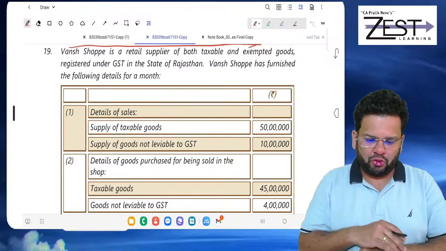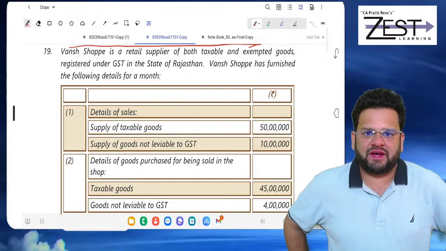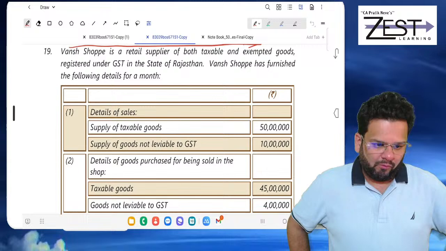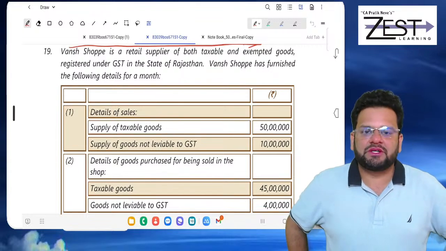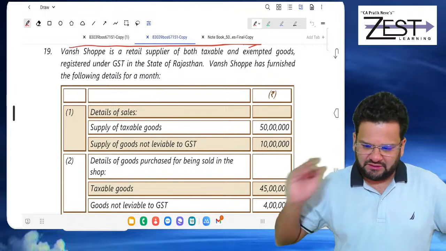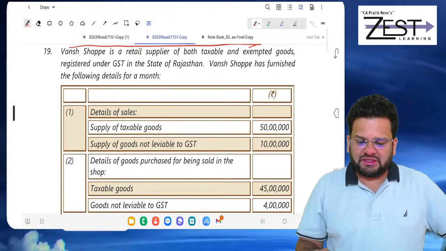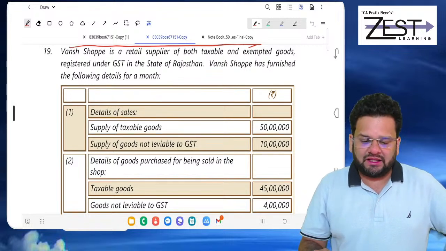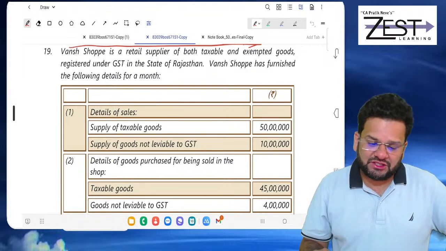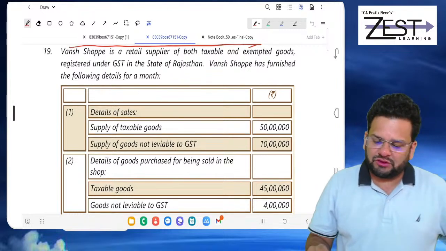So see, go to 19th question on your CA Final TYK questions of ITC topic. But just requesting Ashima ji and Mahalakshmi ji to give confirmation. Yes. So see, Shopee is a retail supplier of both taxable and exempted goods registered under GST in the state of Rajasthan. Shopee has furnished following details for a month.